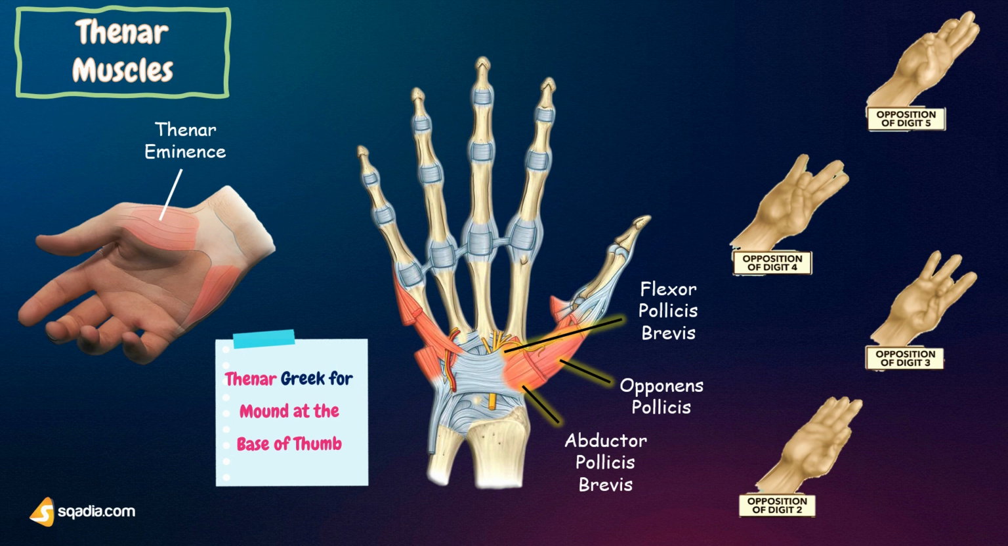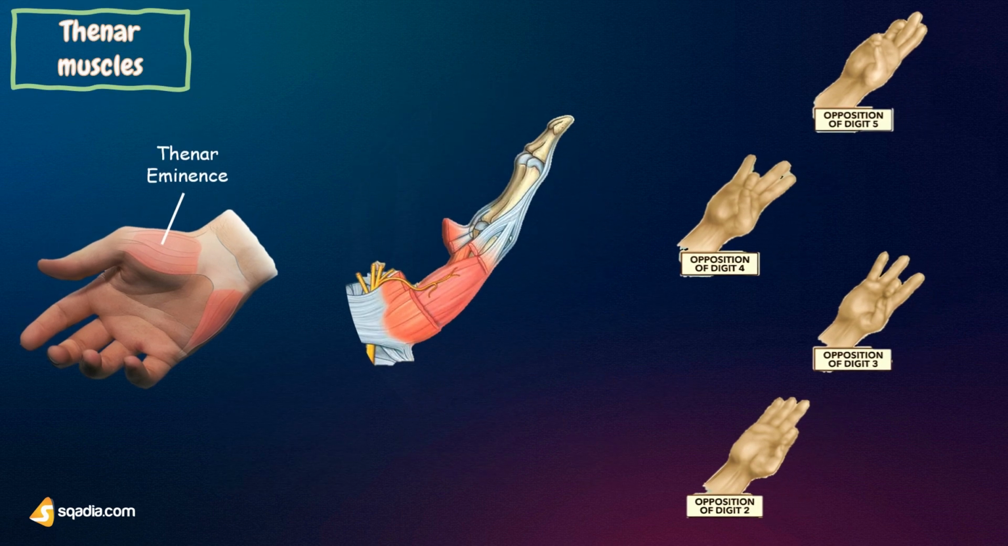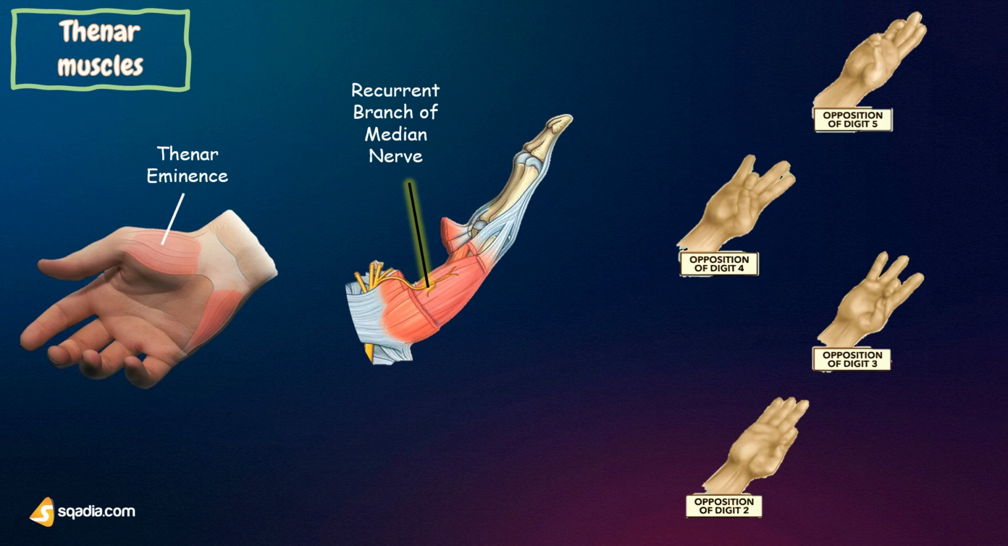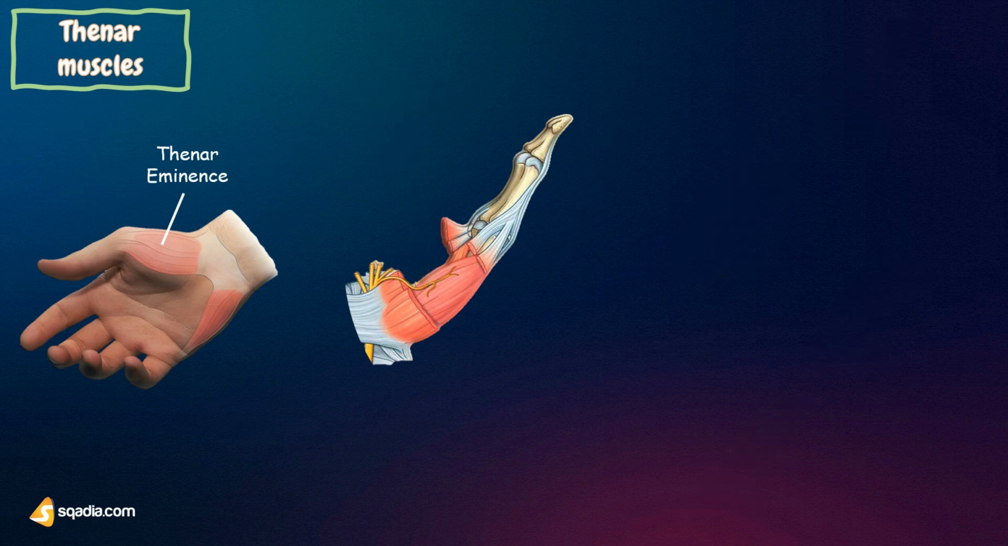These muscles are associated with opposition of the thumb to the fingers and flexion and abduction of the thumb, and are responsible for the prominent swelling, the thenar eminence, on the lateral side of the palm at the base of the thumb. If we look closely at this muscle, we can see that these three muscles are innervated by the recurrent branch of the median nerve. Let's jump into some details about these muscles, starting with the deeper muscles.